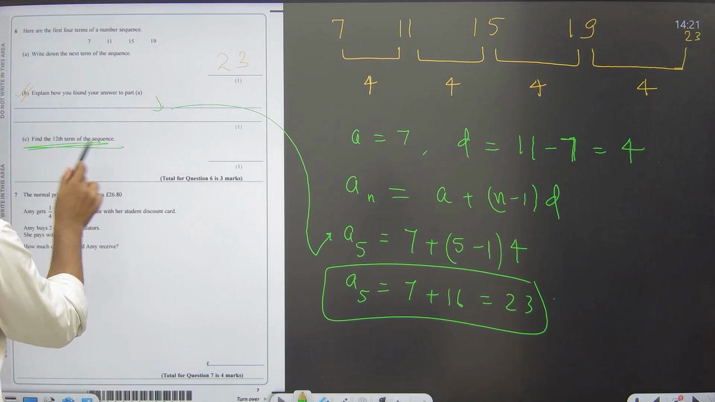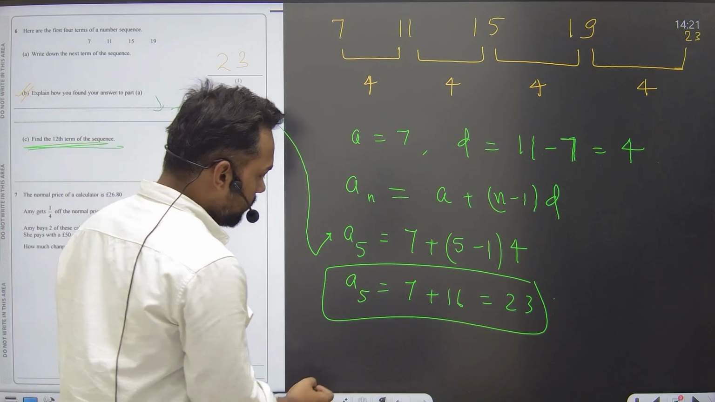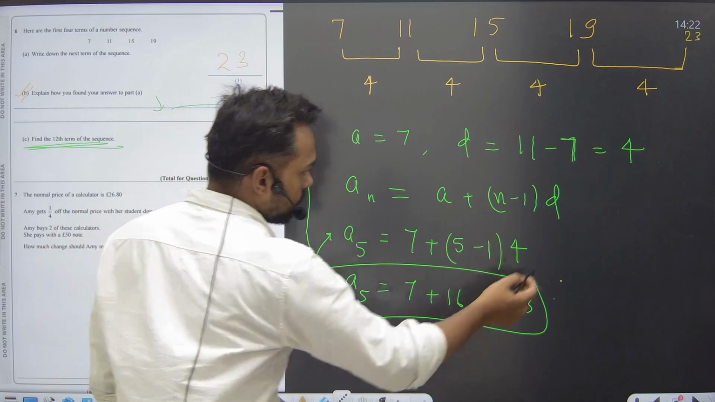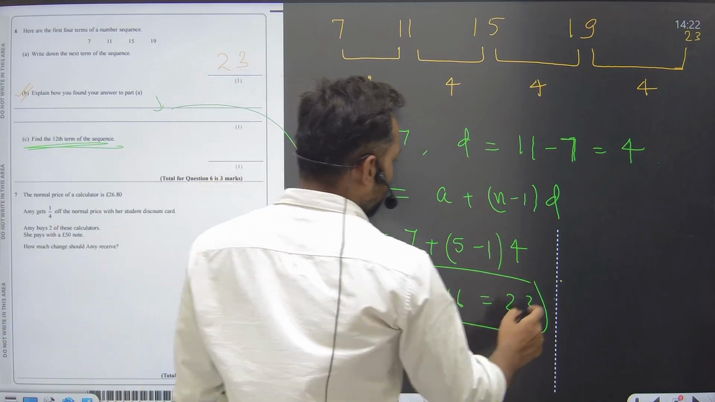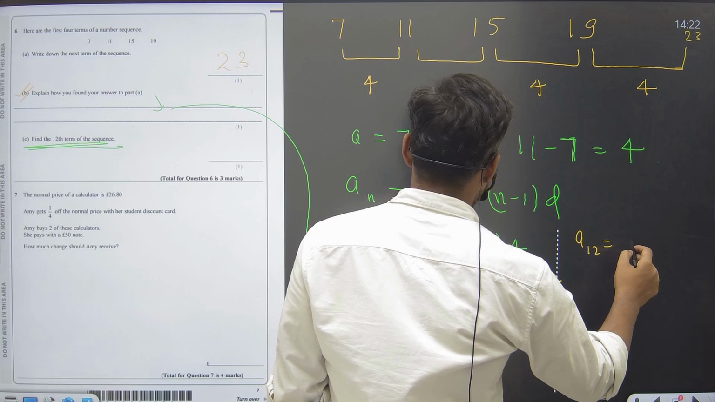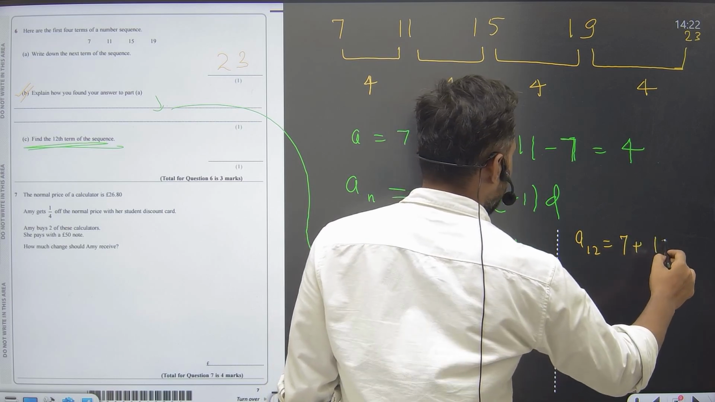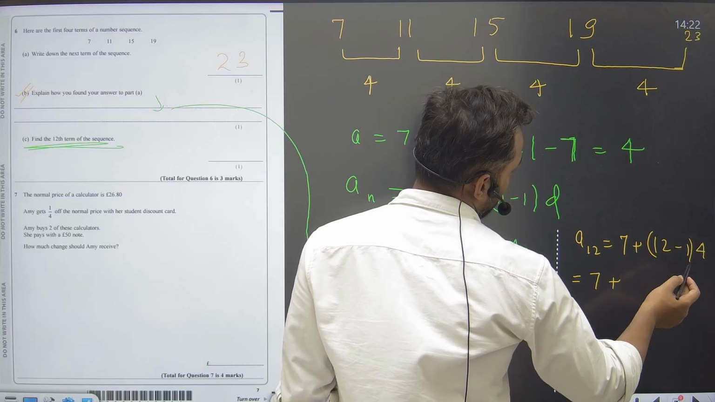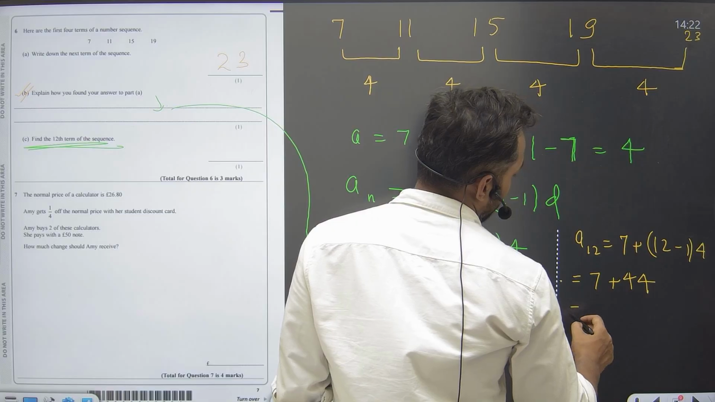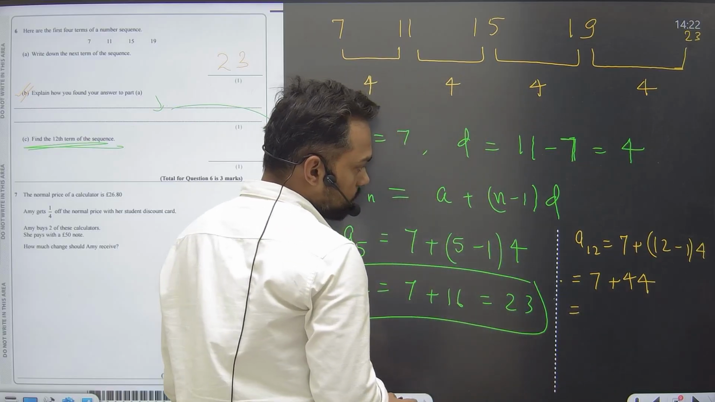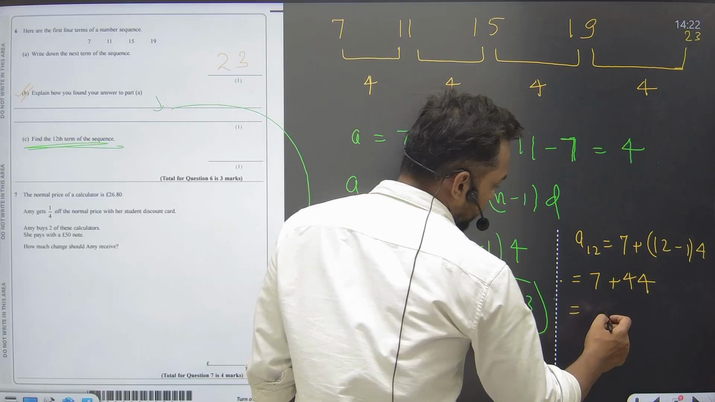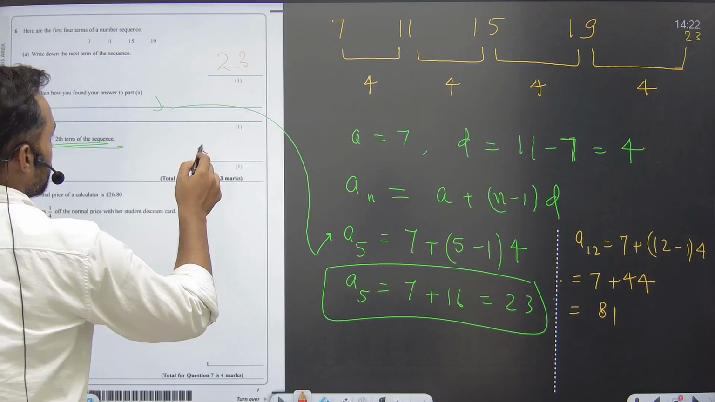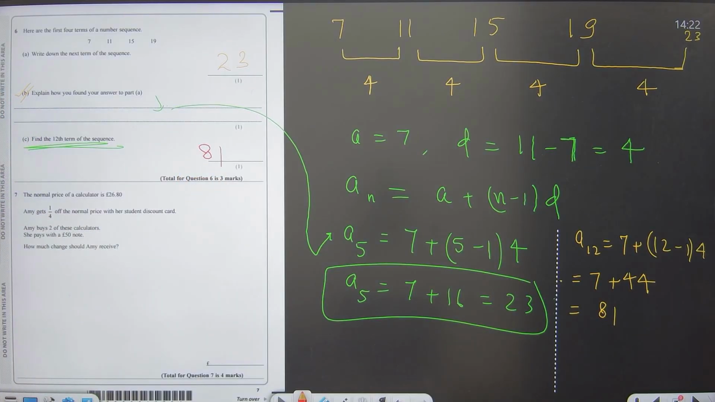Find the 12th term of the sequence. Again the 12th term. For the 12th term what we need to do? We need to plug in the value of n equals 12. So for A12 it will be a plus, a was 7, plus (12 minus 1) into d, d was 4. So it was 7 plus 11 into 4 will be 44. 44 plus 7 will be 81. The 12th term of the sequence will be 81.